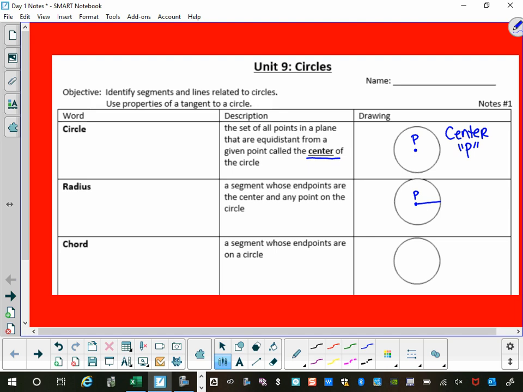Okay. Let's say I'm going to name this point C. If you ever see anything with like the R under the radius, that is telling you that that is the radius. A chord is a segment whose endpoints are on a circle. So a chord, let's say we have 2 points. A chord just connects those 2 points. So I could name this A and B.